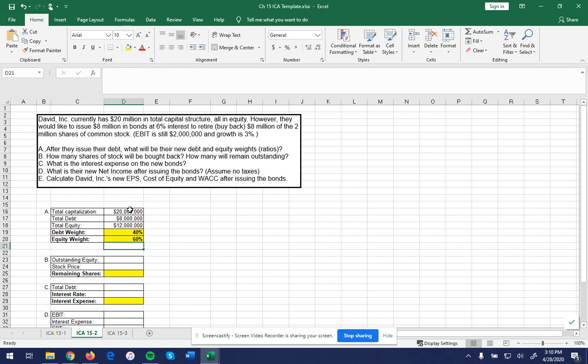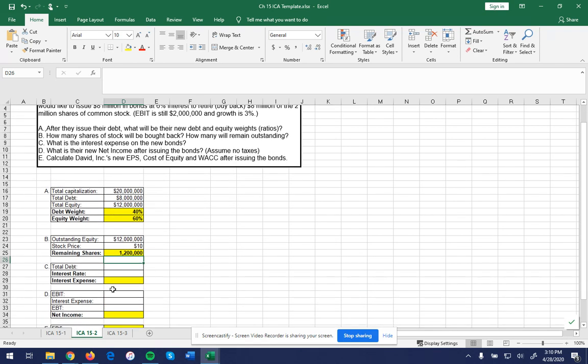Question B, how many shares of stock will be bought back? How many will remain outstanding? Well, they'll have outstanding equity of $12 million at $10 each, which means 12 million divided by $10 each. There's going to be 1.2 million remaining shares outstanding, which means they're going to buy back 800,000 shares that we'd have. So that's question B. 800,000 bought back, 1.2 million left out there.